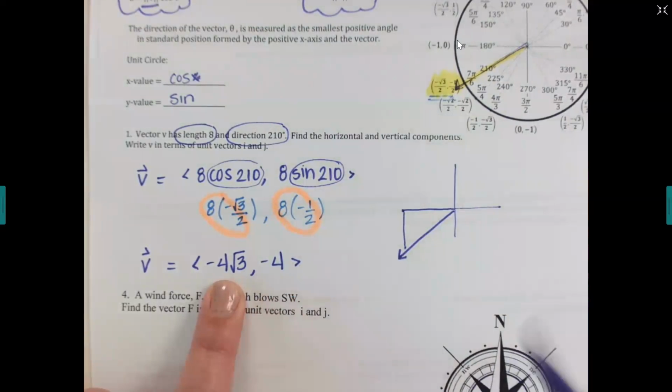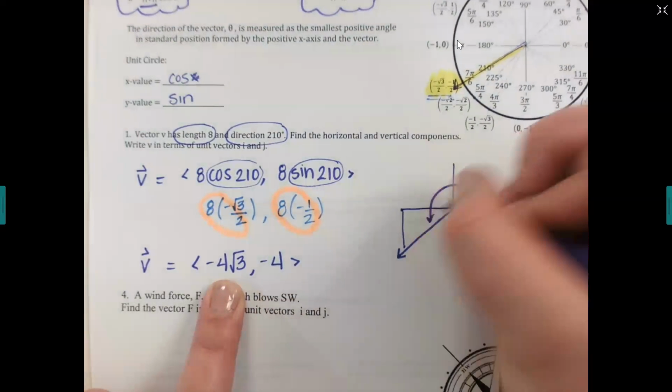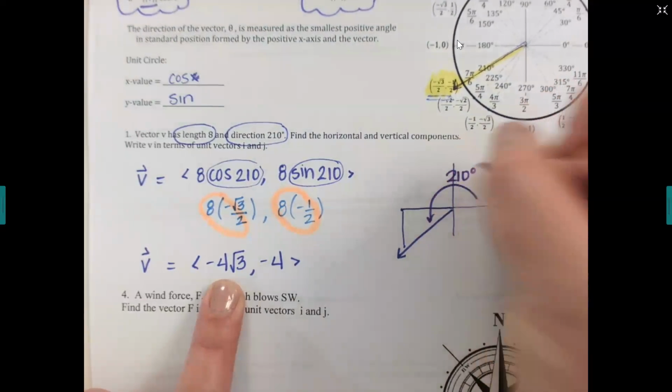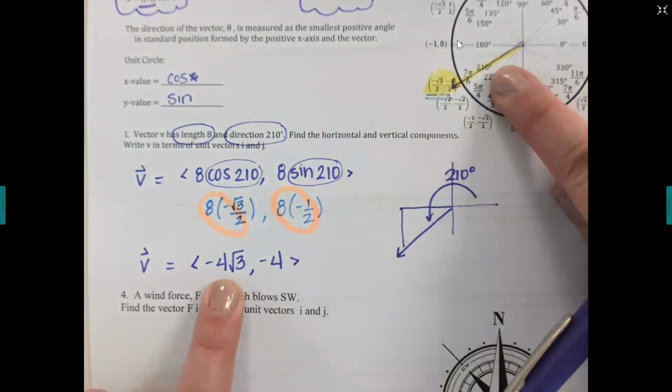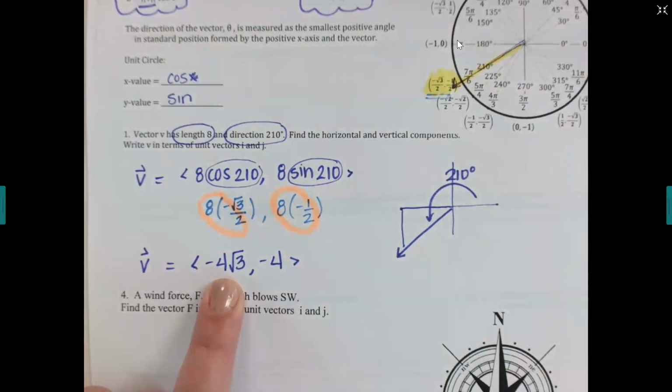So you should be able to tell that your vector here, your 210 degrees, matches with where the 210 is. Okay? All right, let's do another one like that. This is where it's going to get a little bit weird, and we're going to bring in some other subjects.